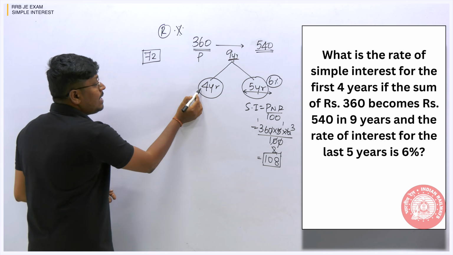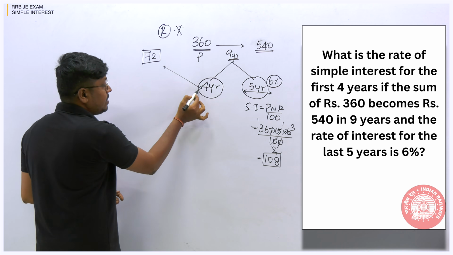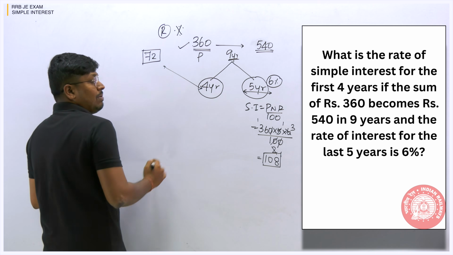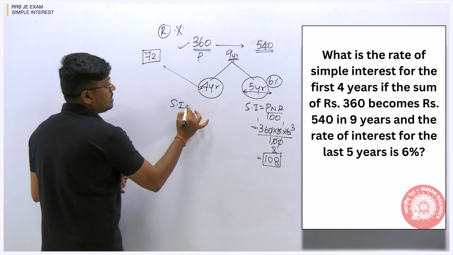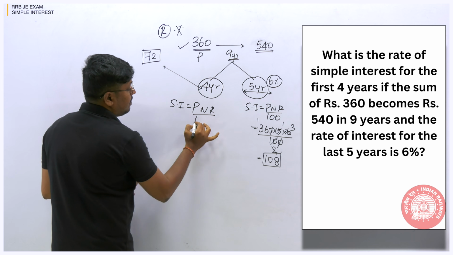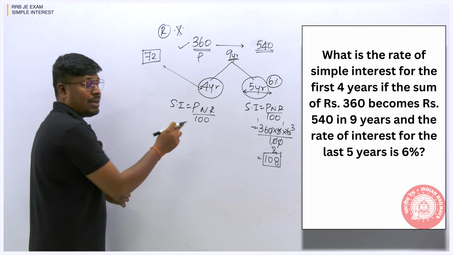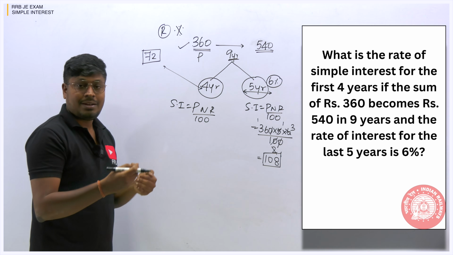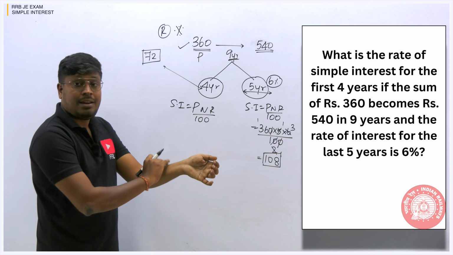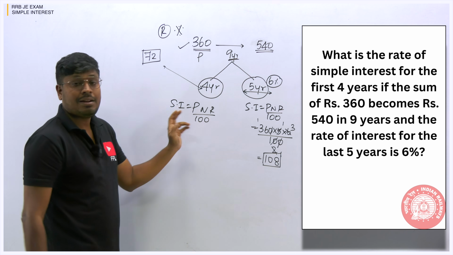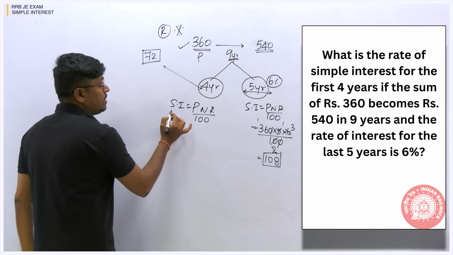So now we have the interest for the first 4 years, which is 72, and we have the principal value. Now our target is to find the rate of interest. So simple interest is equal to PNR divided by 100. In your exam, do not write like this every time. Just to understand the concept, I am writing it. If you need to solve a question really fast, then you should not write the formula everywhere. Just go with mental calculation.